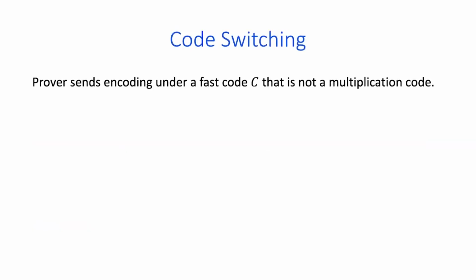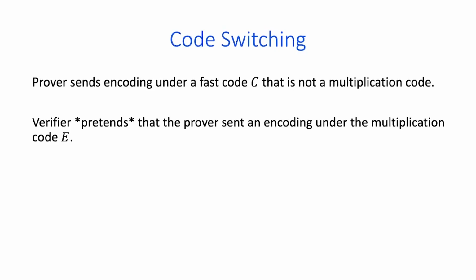So the idea is the following. We're going to have the prover send the encoding under, so we have our code E, which is the multiplication code, and I'm not going to send the encoding of the wire values under that code. I'm going to encode it under a different code, which I call C. So bring me your fastest code that you have. I want to use that code. So fine, I sent that encoding.